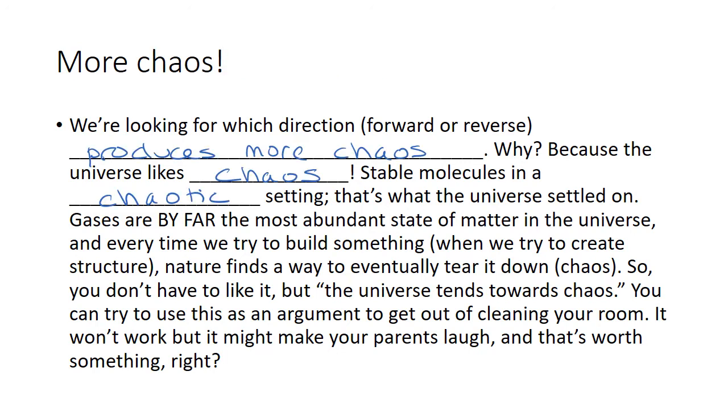It's chaos. All right, some of you don't like that right now, but the universe likes chaos. Having stable molecules in a chaotic setting is what the universe has just chosen to settle on. And you don't have to like it, but that's what it is. Gases are by far the most abundant state of matter in the universe. And you think about every time we try to build something, when we try to create structure here on Earth, nature finds a way to tear that down. Right? So the universe tends towards chaos.